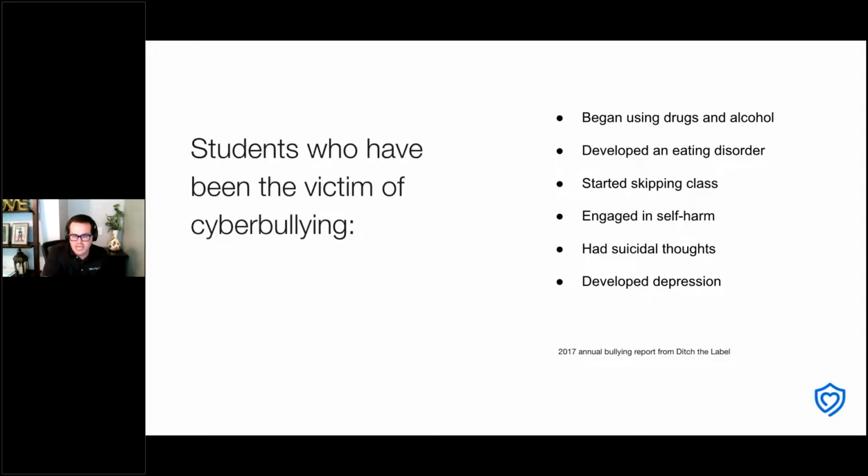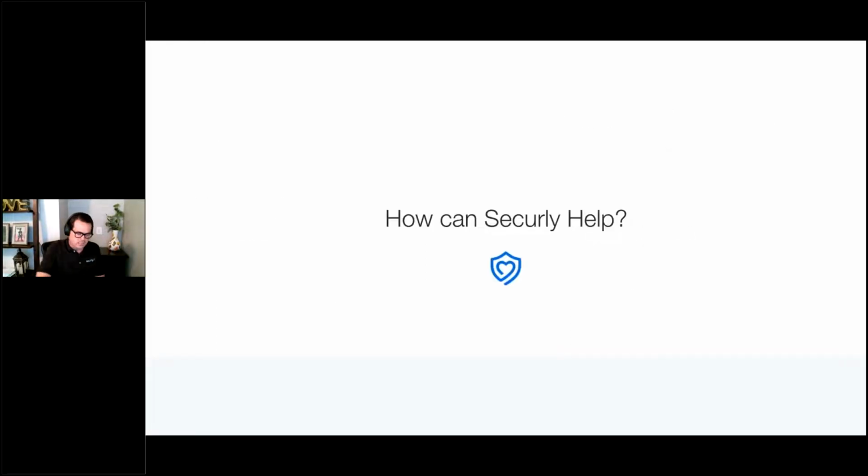So they start skipping class, and we know when kids aren't in class, we know they're not learning, right? One of the biggest predictors that anyone can do when it comes to student achievement and student performance is simply attendance. And we know that students' attendance goes down when they're the victim of this stuff. We have students who engage in self-harm, had suicidal thoughts, and again developed depression. And that speaks to that stat from the CDC that suicide is now the 2nd leading cause of death for middle and high school age students. So again, we know it's just been a mess the last year. It's been really hard for kids to deal with.